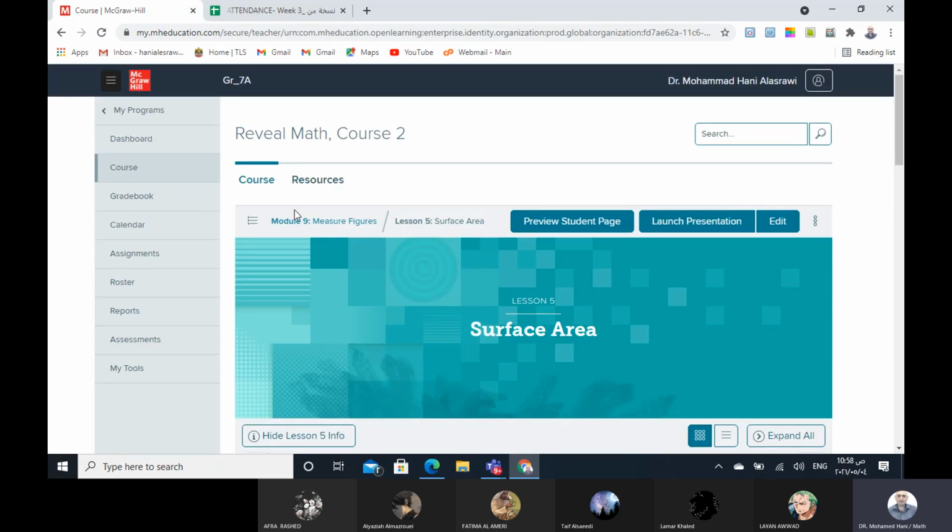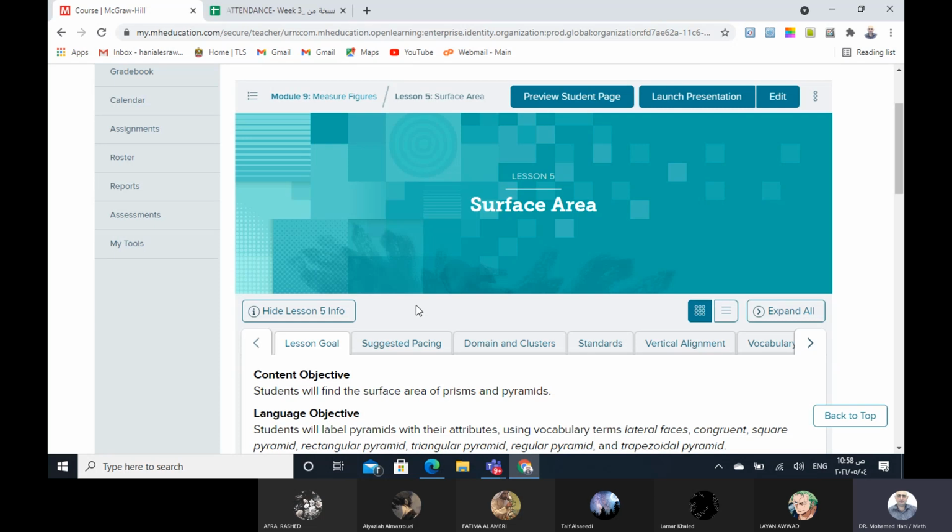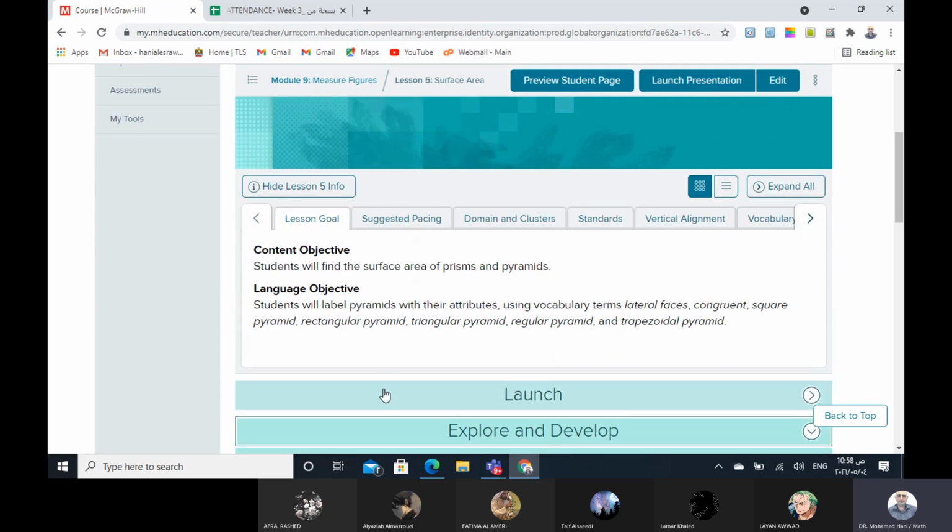Math grade 7. We are in module 9, measures and figures. Today we have lesson 5, surface area. In this lesson we want to learn how to find the surface area of prisms and pyramids.